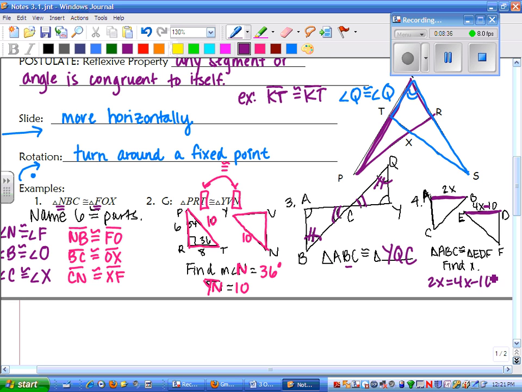I'm going ahead and find x, subtract 4x from both sides. Negative 2x equals negative 10. And divide by negative 2, I get x equals 5. And that concludes our notes for today.